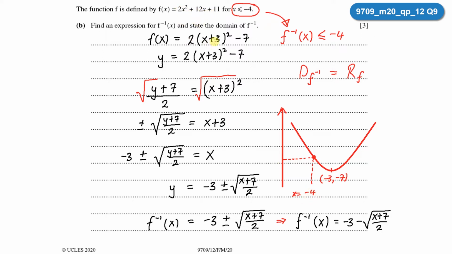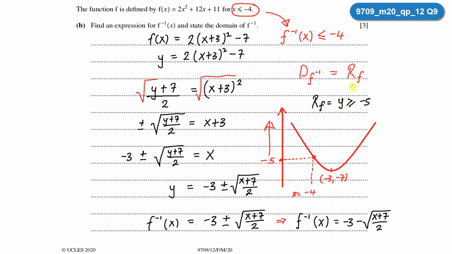If we substitute -4 into the function, you see how we have x plus 3, so that's -4 plus 3, that's -1. -1 squared is just 1. Then 2 times 1 is 2. 2 minus 7 is -5. So -5 is the value here. So the range for values of x that are less than or equal to -4 starts from -5 going all the way up. So the range of f is y is greater than or equal to -5.